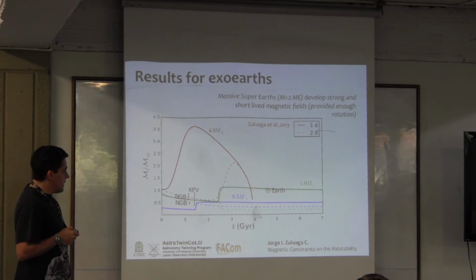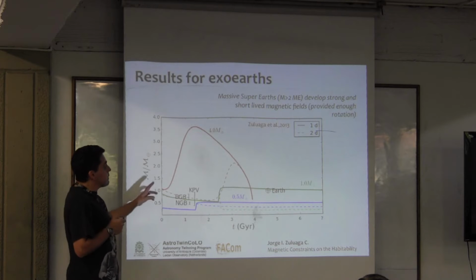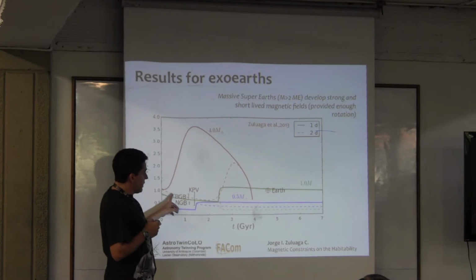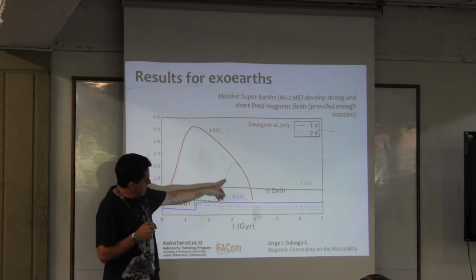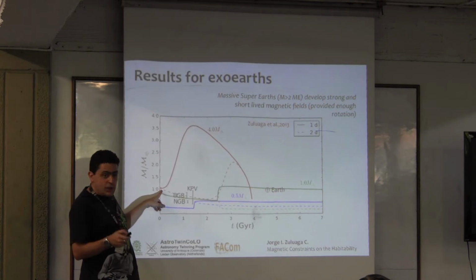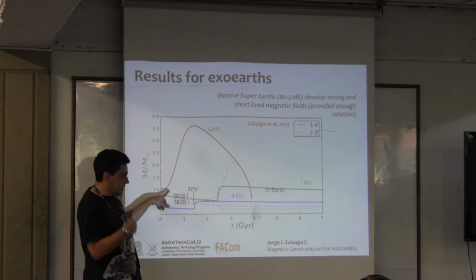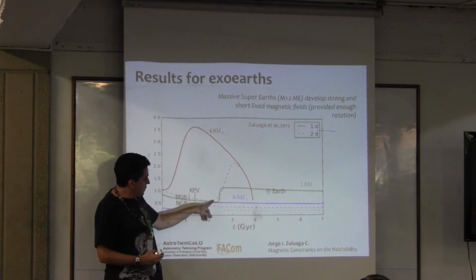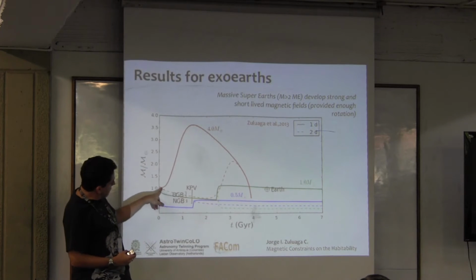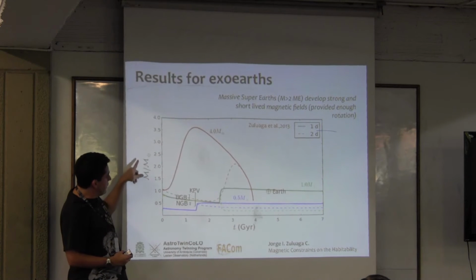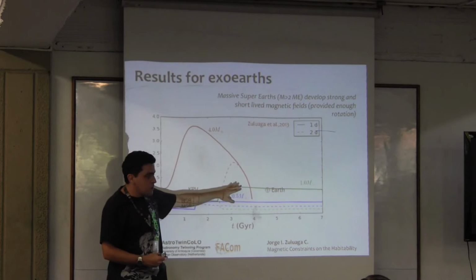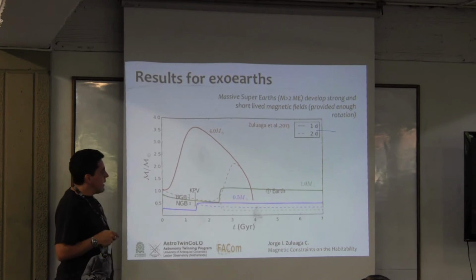The other point is that it depends strongly on the rotational rate. For example, here, this planet is tidally locked. It means it has a very long rotational period. So its magnetic field, even being a very massive planet, could be comparable to that of a slowly rotating planet.